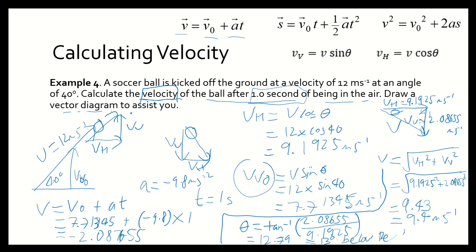So we found the velocity, which is what we're after. Calculate the velocity of the ball. If it just says velocity of the ball after 1 second, the velocity of the ball after 1 second would be 9.4 meters per second at an angle of 13 degrees below the horizontal.